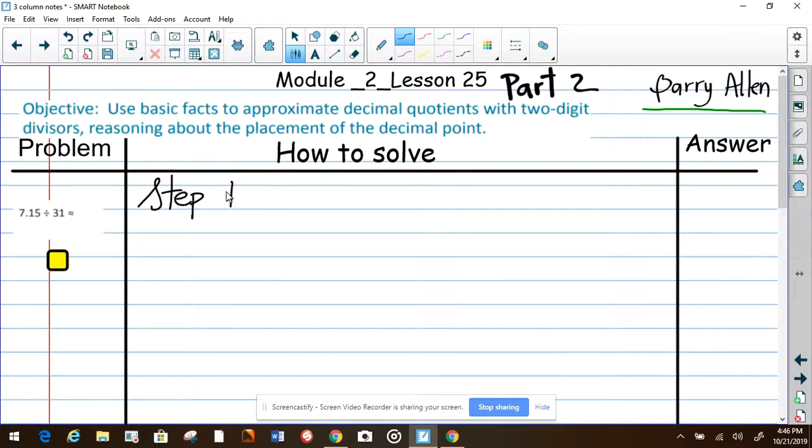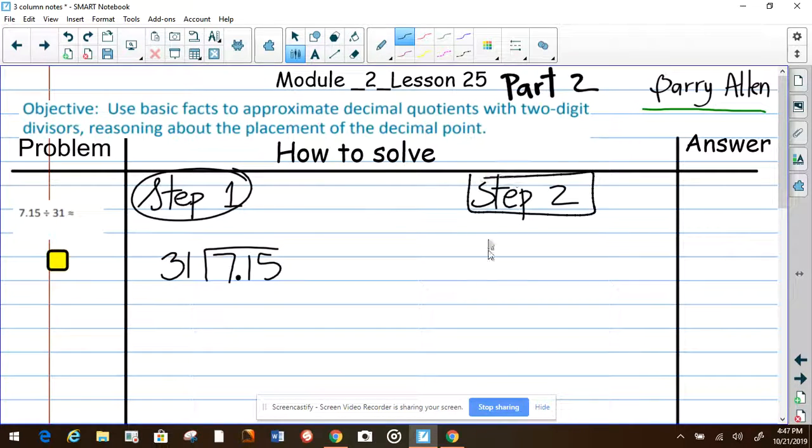Step 1, we're going to divide 7 and 15 hundredths by 31. On our Step 2, we're going to estimate. So if we have 71 and 5 tenths divided by 31, we probably can round the 31 to 30. A number that 30 will go evenly into is 60, so we will round this to 60. And what will the answer be? 2.